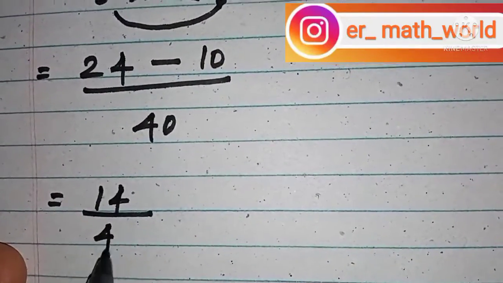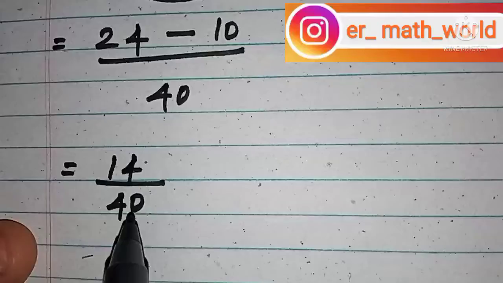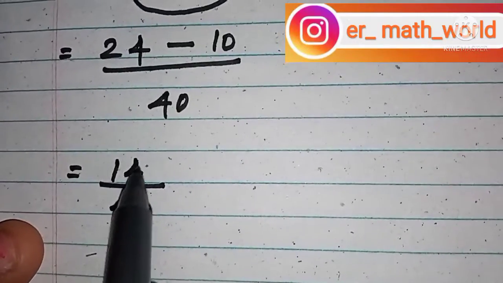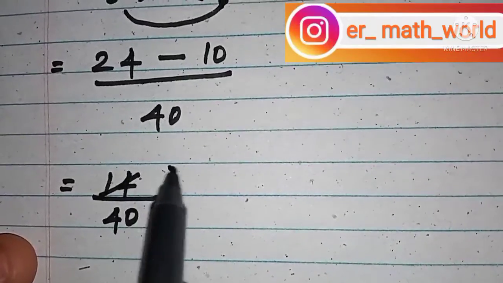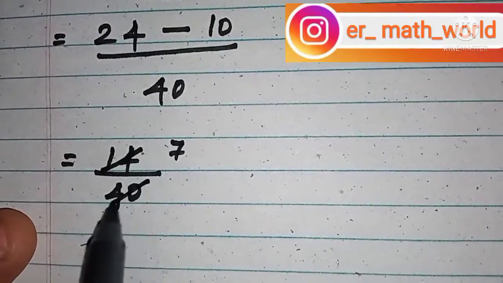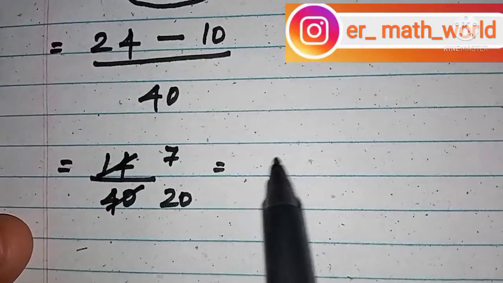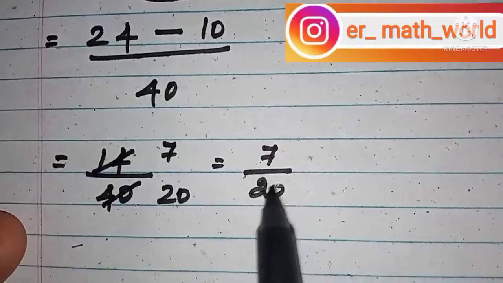The denominator is 40. If it is possible to make the number into its simplest form, you have to do it. Here 14 and 40 come in the 2 table. 14 in the 2 table becomes 7 times. 40 in the 2 table becomes 20 times. So the final answer is 7 by 20.